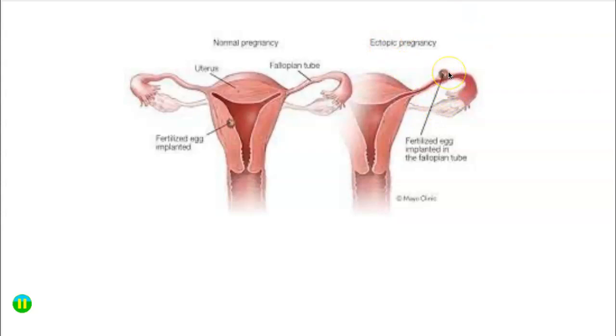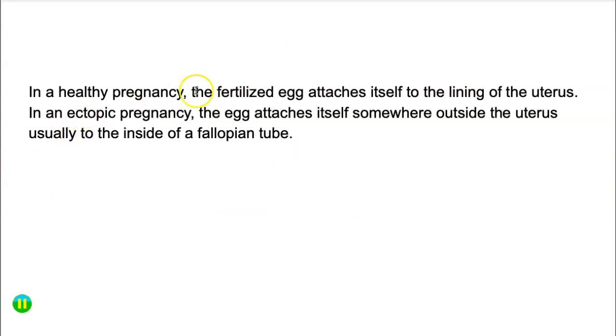Now, if it implants here, imagine it growing and growing and growing. Have a baby outside the fallopian tube? No, it doesn't work that way, right? So it has to have the nutrition that it requires from the amniotic fluid, and all this is here in the uterus. In a healthy pregnancy, the fertilized egg attaches itself to the lining of the uterus that we saw. In an ectopic pregnancy, the egg attaches itself somewhere outside the uterus, mostly the fallopian tube.